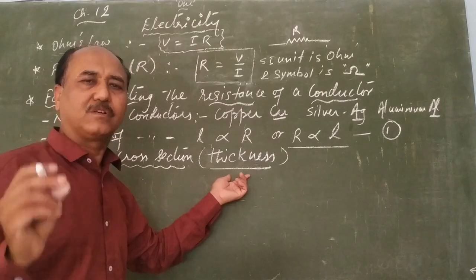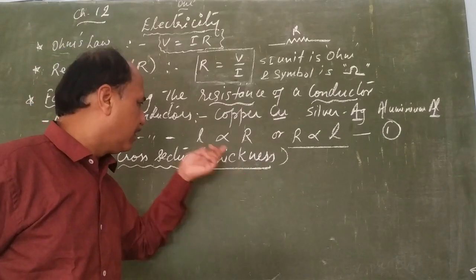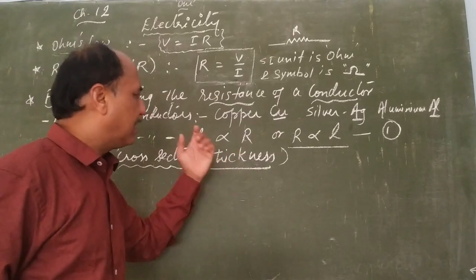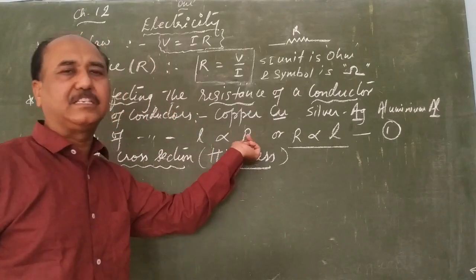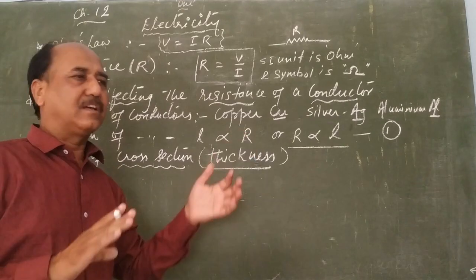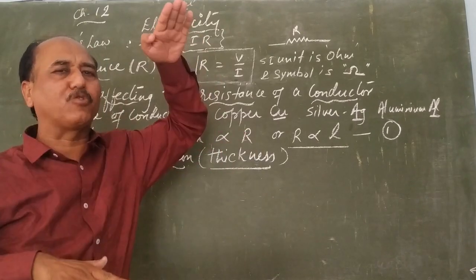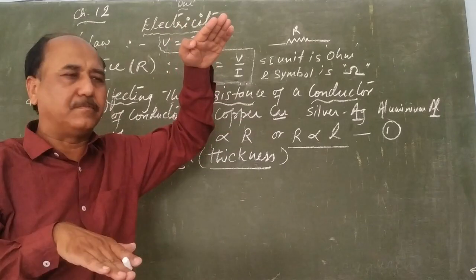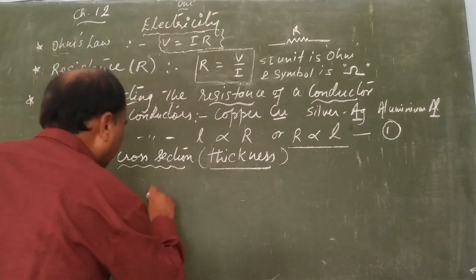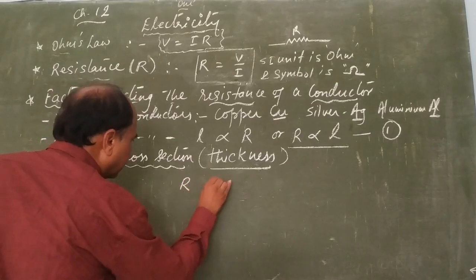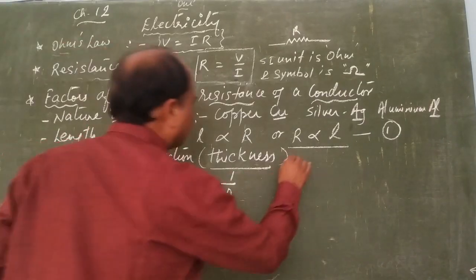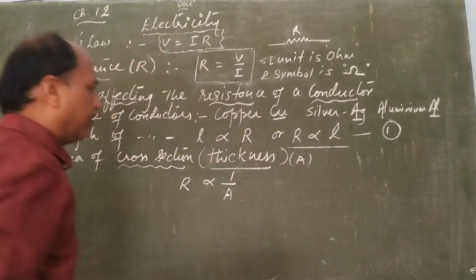When the area of cross section is more, or the conductor, the wire, is thicker (and now I will use wire in place of conductor), then the least resistance is offered by it. What is the meaning of least? That means they are inversely proportional. Inversely: one is at the top and the other is at the bottom. That means the resistance is inversely proportional to the area of cross section A. It is denoted by A here.